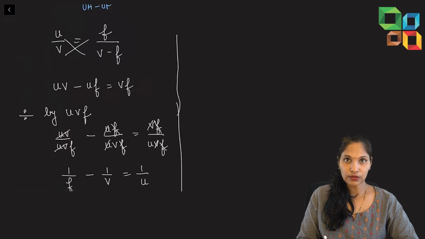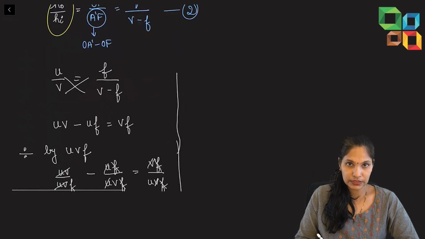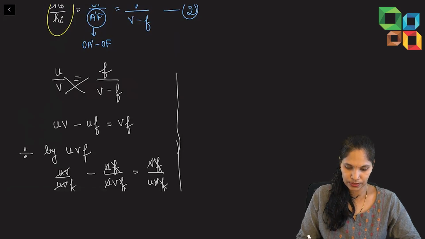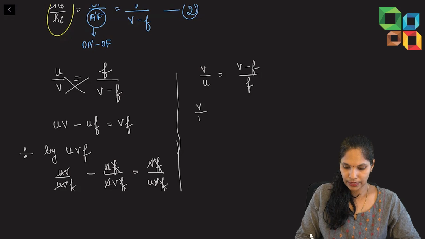Okay, so this is one thing when you cross multiply, or else we will just write the reciprocal, reverse of this. That is V by U is equal to V minus F divided by F. We'll write it like this first. V by U is equal to V by F minus 1. That is separating the two terms.